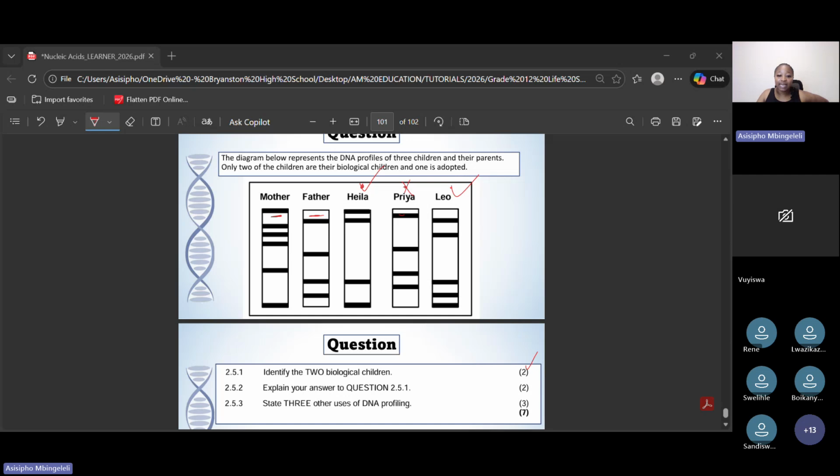Okay, anyone else, guys? Ma'am, I don't know if the wording is correct, but I said the majority of the DNA bands of Hila and Leo matched the father compared to the mother. But I don't know. Okay, say it again. The DNA bands of Hila and Leo, you said the majority match the father compared to the mother. Yes. But you know how that answer makes it sound?